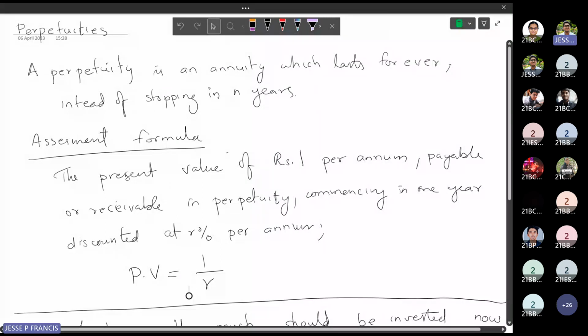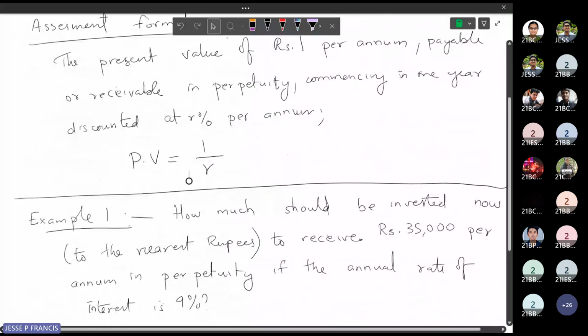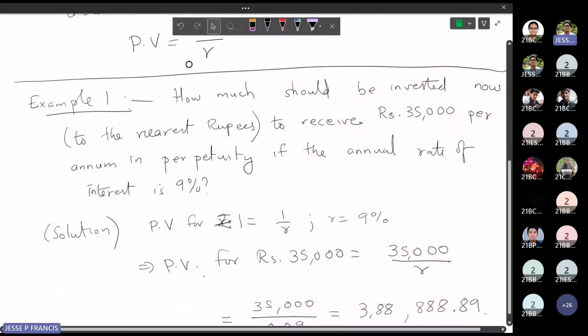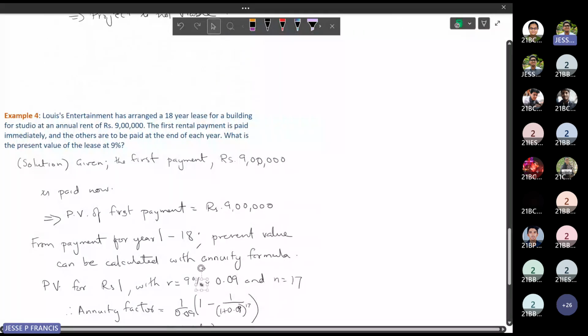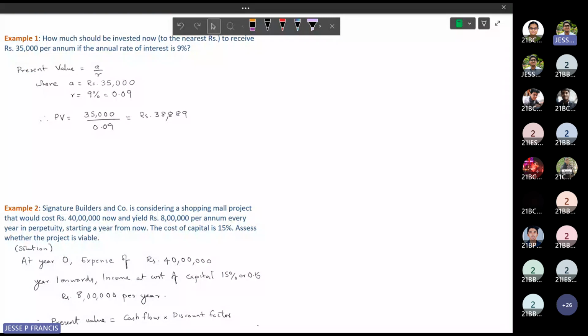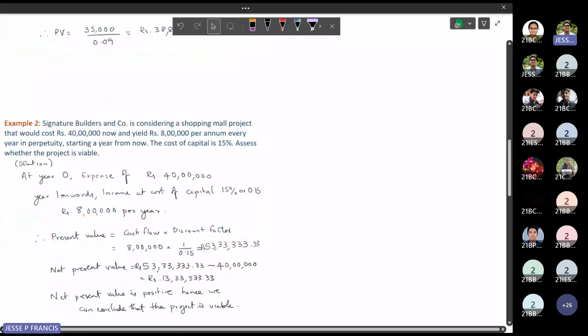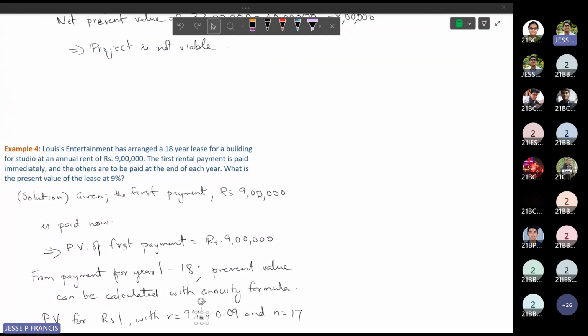Now, we had something called a perpetuity, which is an annuity that lasts forever. And the assessment formula was easy. PV is equal to 1 by R. I believe I did 2 or 3 problems. Then we spoke about viability of a project, and we did a few problems on that. How do you check whether the project is viable, given the discount rate? So that was a set of problems we worked out.